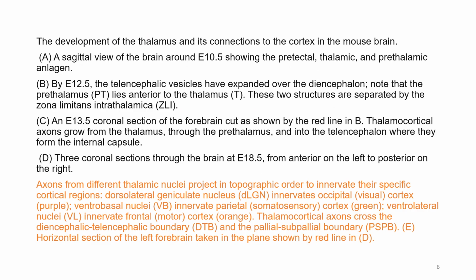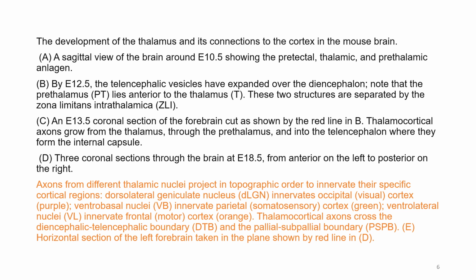So coming to the development of the thalamus and its connection to the cortex in the mouse brain, this is a sagittal view of the brain around 10.5 embryological days, showing the pretectal, thalamic and prethalamic anlagen. So at 10.5 days, the anlagen will be formed. By 12.5 days, the telencephalic vesicles expand over the diencephalon and the prethalamus, which is lying anterior to the thalamus, forms.